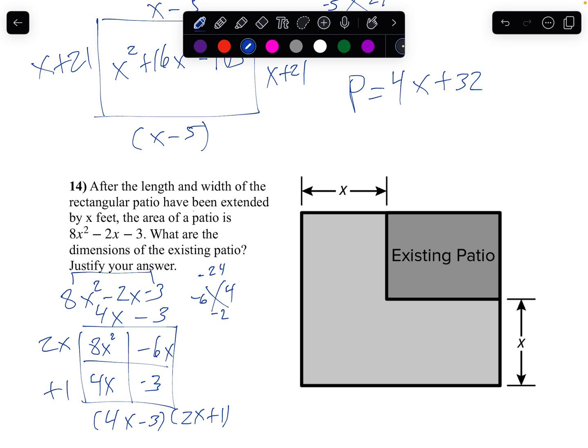Now, a little bit more to the problem on this one, because this is my total. So my total is 4x minus 3. Well, I've added x onto that 4x. So in other words, the existing patio is 3x minus 3. I can do the same thing here. I know this whole length is 2x plus 1. Well, subtract x, that means my existing patio was x plus 1.